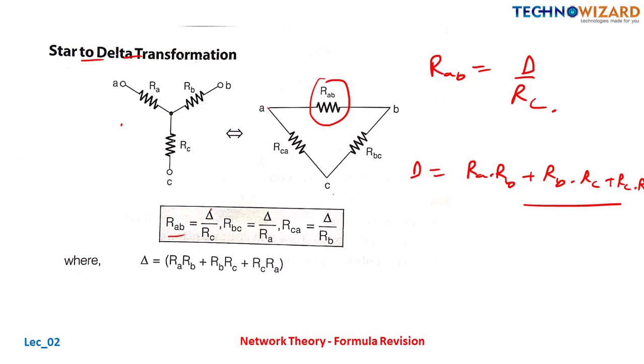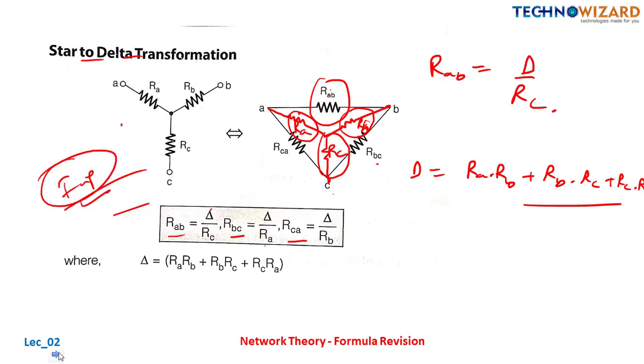If I draw this star connection inside it, this is RA, this is RB and this is RC. So RAB is equal to delta upon the opposite resistance in the star, that is RC. For RBC the opposite resistance is RA, and for RCA the opposite resistance is RB. So RAB is equal to delta upon RC, RBC is equal to delta upon RA, and RCA is equal to delta upon RB. These equations are very, very important. Please remember them, they can be helpful in solving equivalent circuit problems.